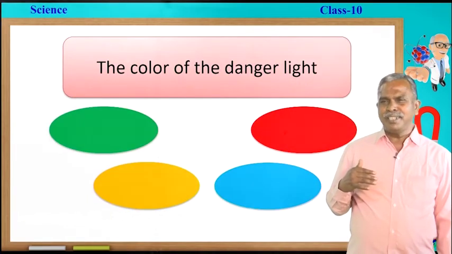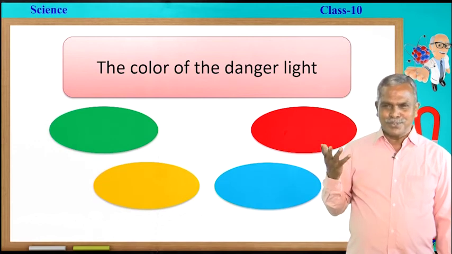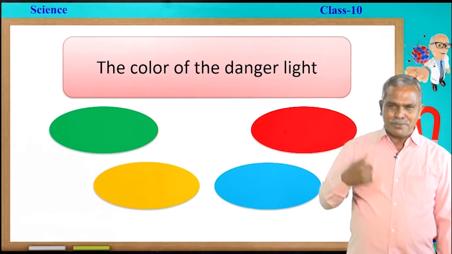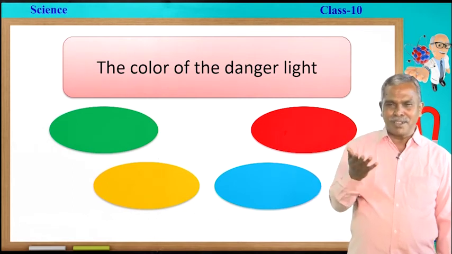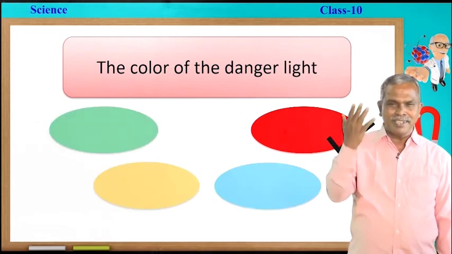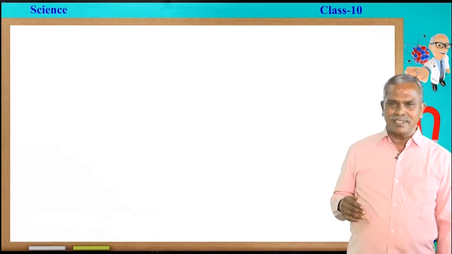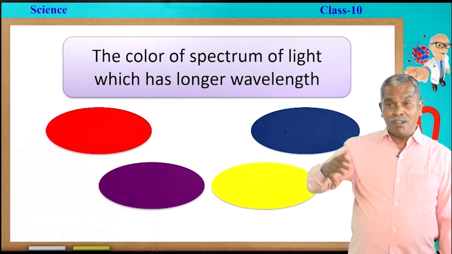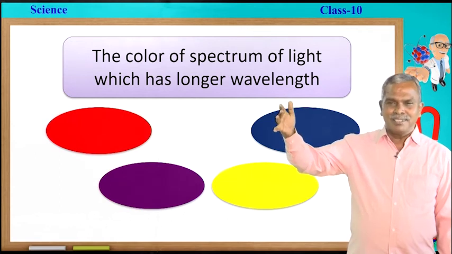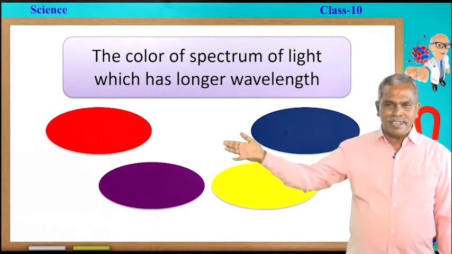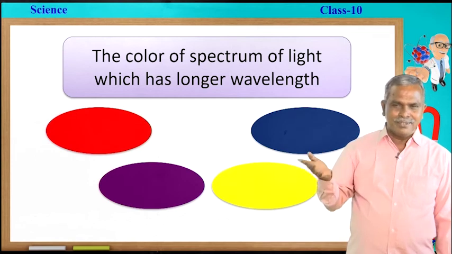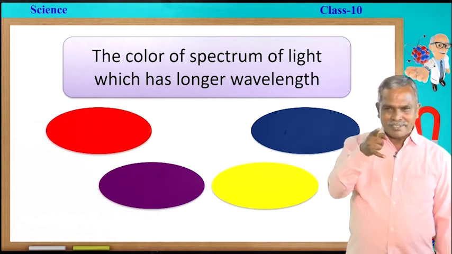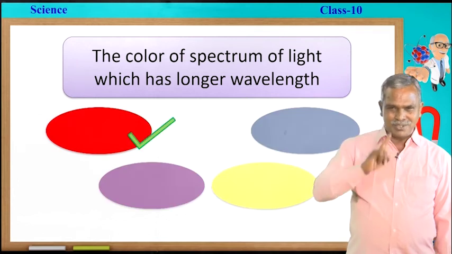The color of the danger light, just now I told danger light. So, definitely before I stop asking the question, already you have answered it, that is danger light is red color. The color of spectrum of light which has longer wavelength, sunrise, sunset, you recall and you please give the answer. Your answer is definitely this one only.